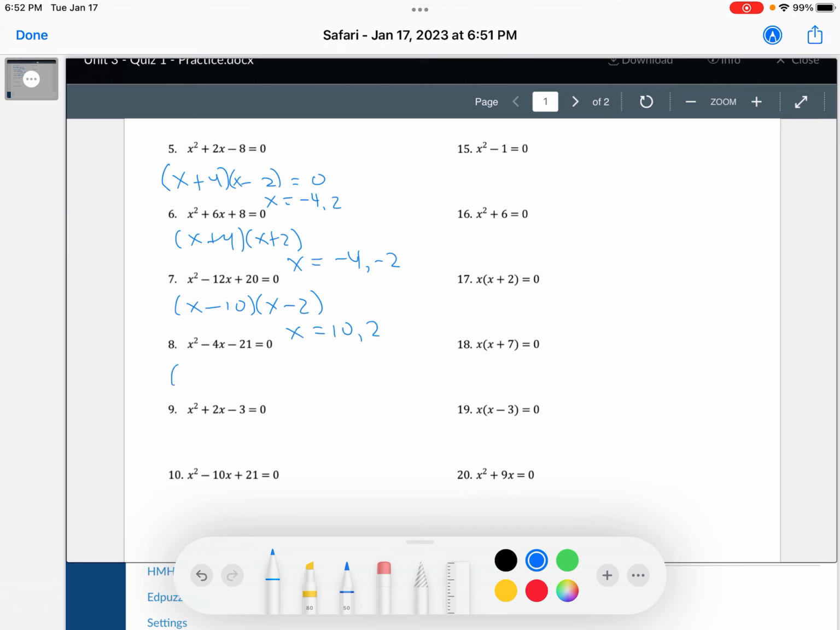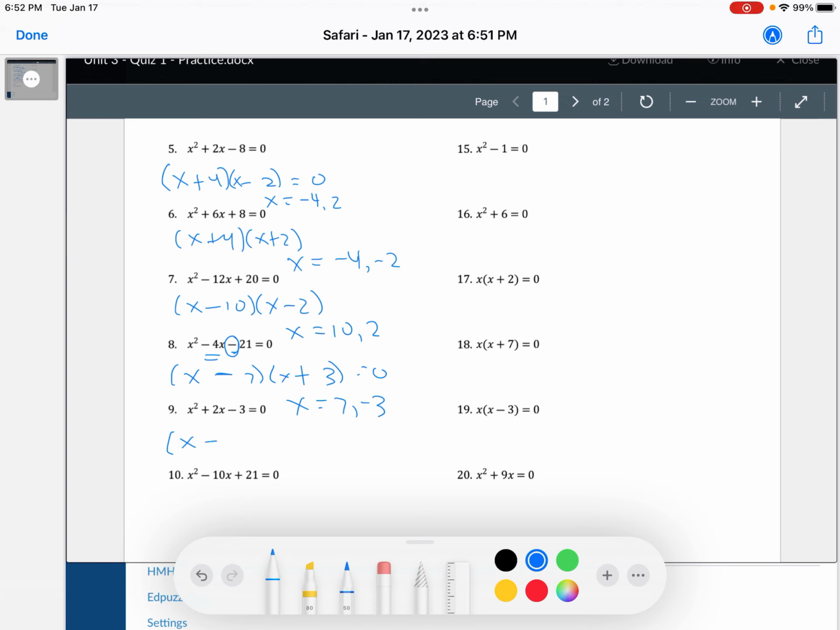All right, 21. I'm thinking something like 7 and 3. 7 times 3 is 21. I know one of them's got to be positive. One has to be negative to get that negative sign. And this is a -4. So the bigger number, we're going to make that a negative. We're going to make that a positive. I'm just going to check here. -7 plus 3 is -4. -7 times positive 3, -21. And so my solutions here are 7 comma -3.